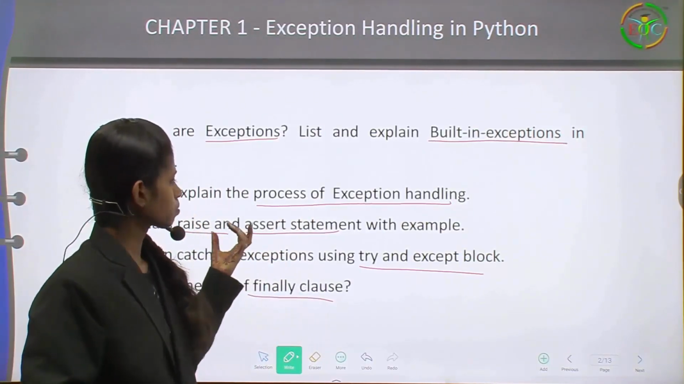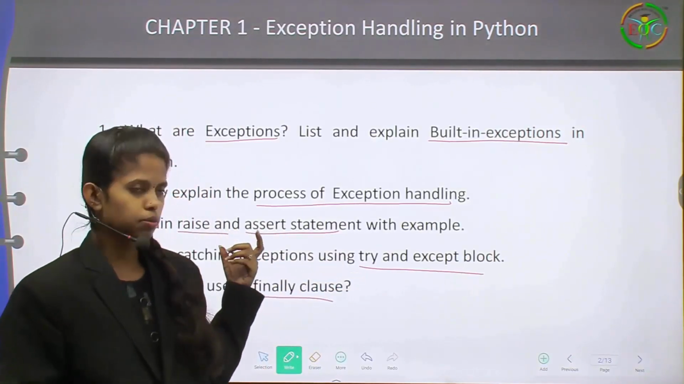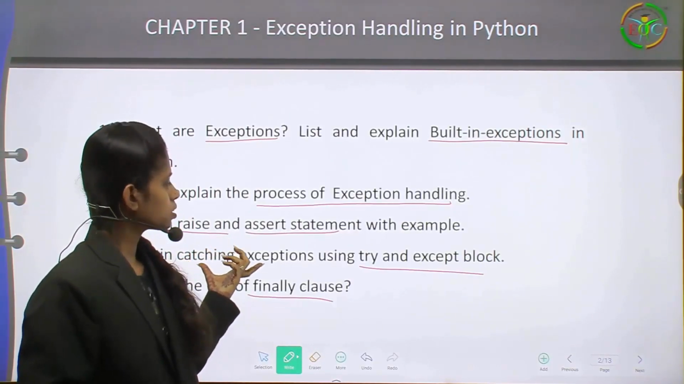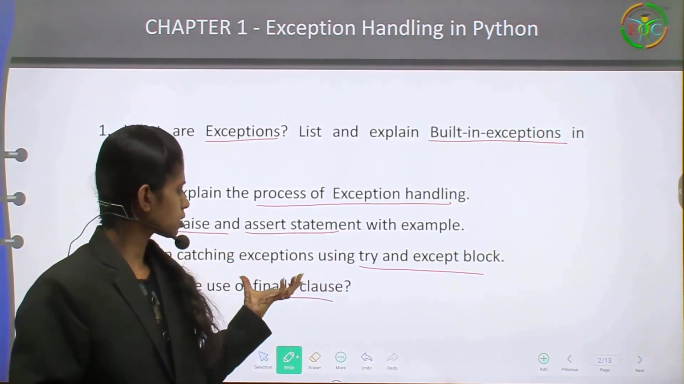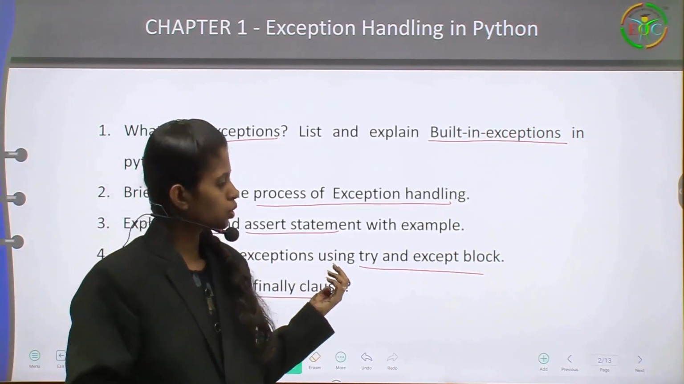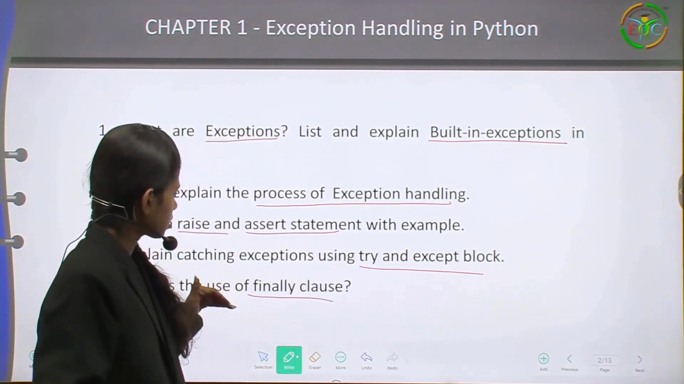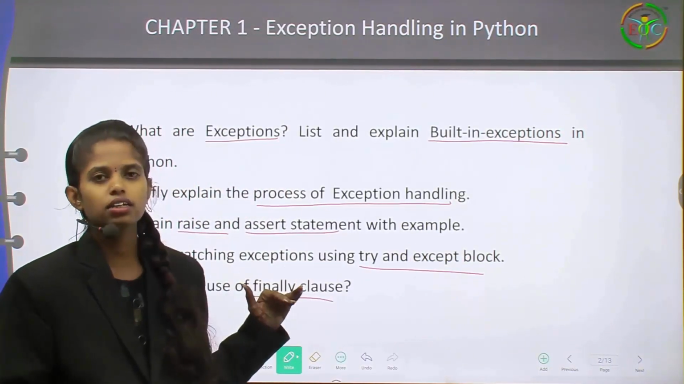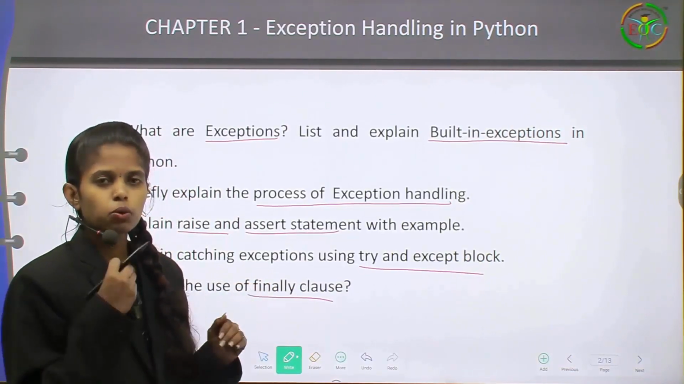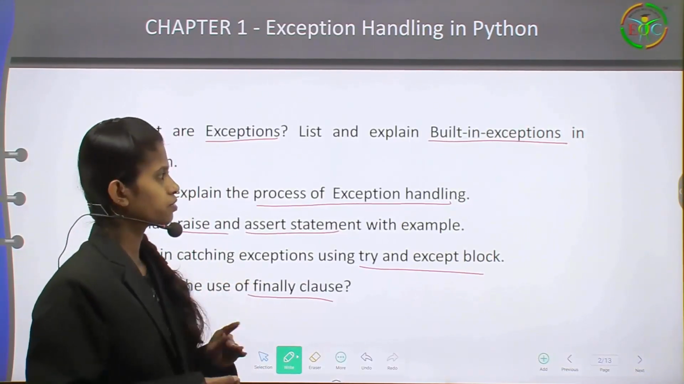Explain raise and assert statements with an example. What these two statements are, you should explain in detail. And whenever exceptions occur, how to catch those exceptions manually using try and catch block, you should explain that. And then at the end, the use of finally clause. How can you use the finally clause in your program? What is the necessity of that? That you should give as an answer for the fifth question.